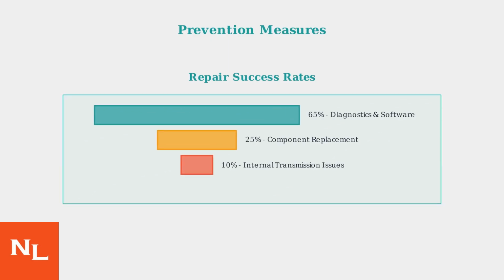65% of issues are resolved through proper diagnostics and software updates, 25% require physical component replacement, and only 10% involve complex internal transmission problems. Following proper repair procedures and maintaining regular service schedules will resolve most D-light issues effectively and prevent future problems.